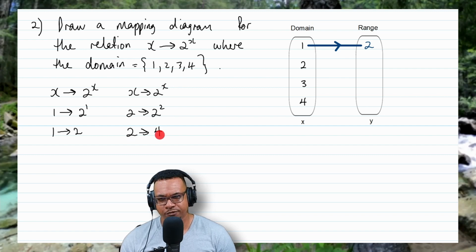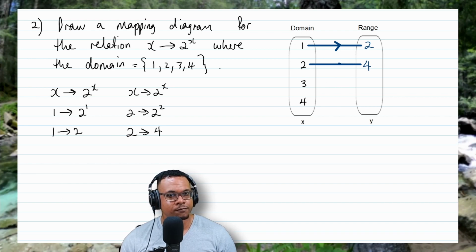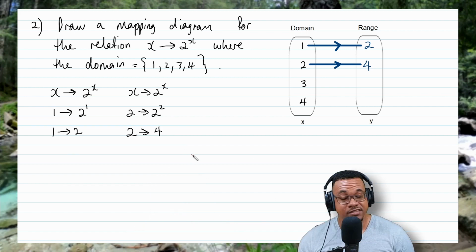Next, we have 2 is mapped to 4. So we're going to come here and put 4, and we're going to put an arrow going from 2 to 4. So now let's continue with the others.